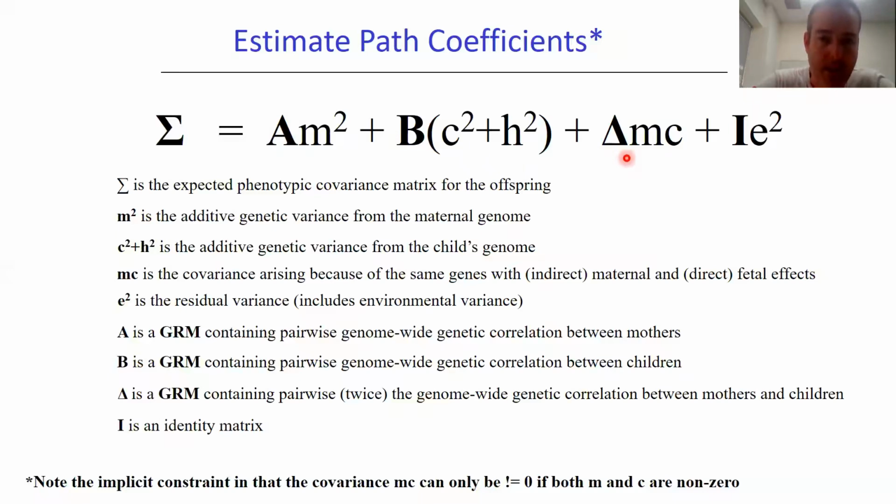A lot of people, I guess, get a little bit confused about what exactly this covariance is. It just means that when you have genes in the mums that influence the offspring phenotype, when they get transmitted to their children, they also have some sort of effect via the child's genome as well. So it could be an effect in the same direction, in which case it's a positive genetic covariance, or it could be an effect in the opposite direction, in which case it's a negative genetic covariance.